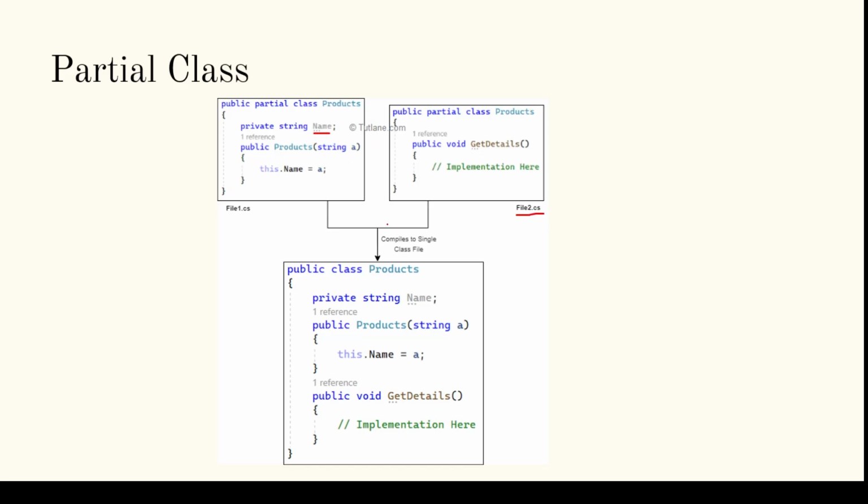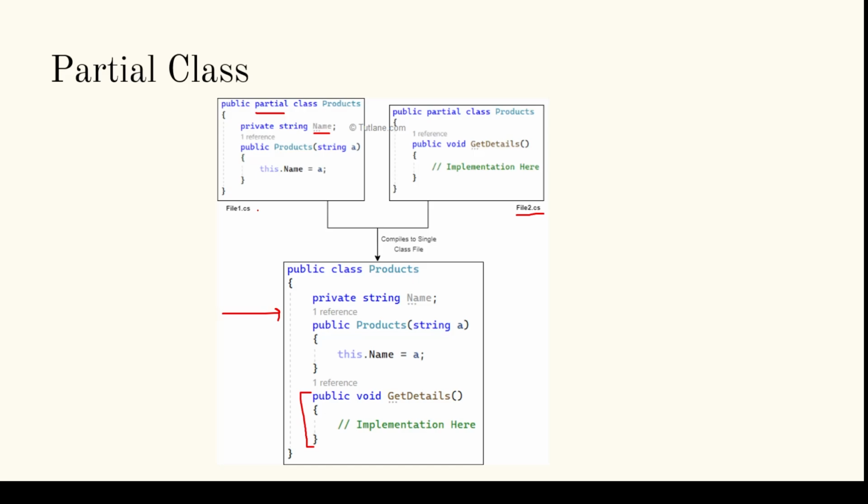So what will happen when we compile this application? The C# compiler will check for this partial keyword and it will merge both of these files into one class file. If you see here, this is the compiled code. You can see the products class. Now it has the class field, it has the constructor that is from the first file, and it also has the getDetails method, because it was present in file2.cs.